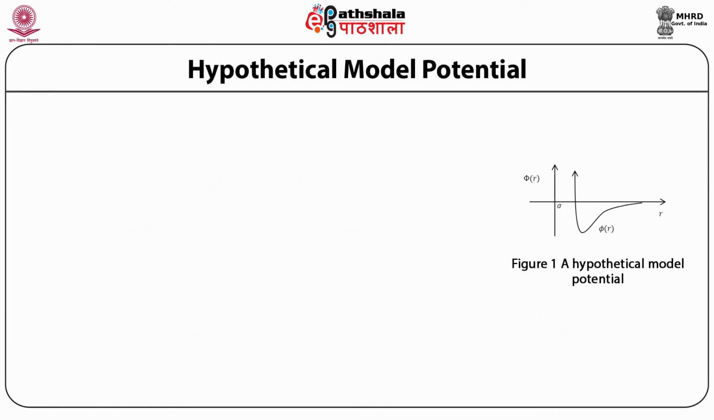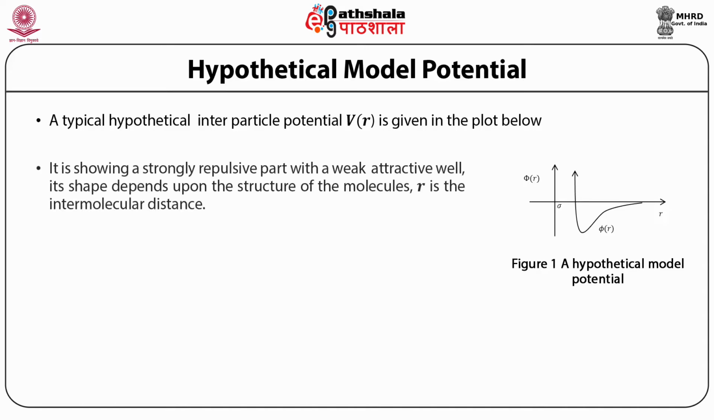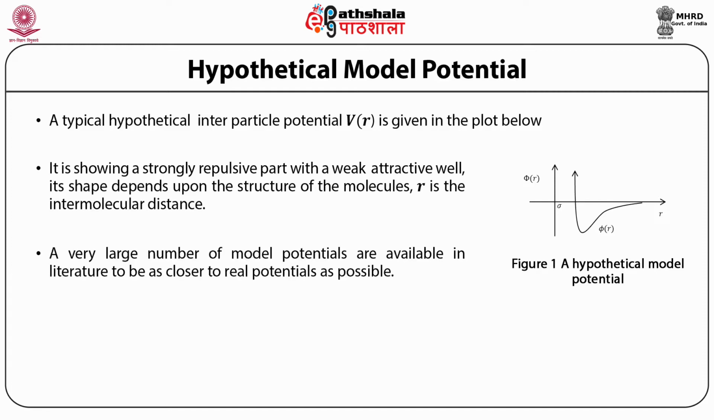Hypothetical model potential. A typical hypothetical interparticle potential V(R) is given in the plot below in figure 1. It is showing a strongly repulsive part with a weak attractive well. Its shape depends upon the structure of the molecules. R is the molecular distance. A very large number of model potentials are available in literature to be as close to real potentials as possible.